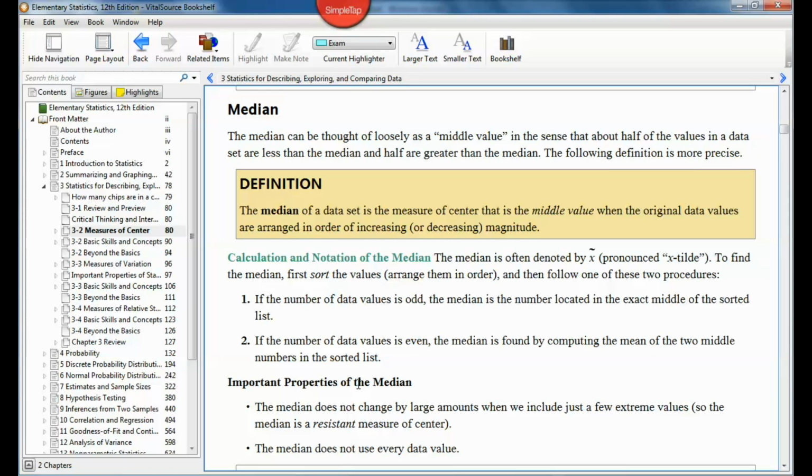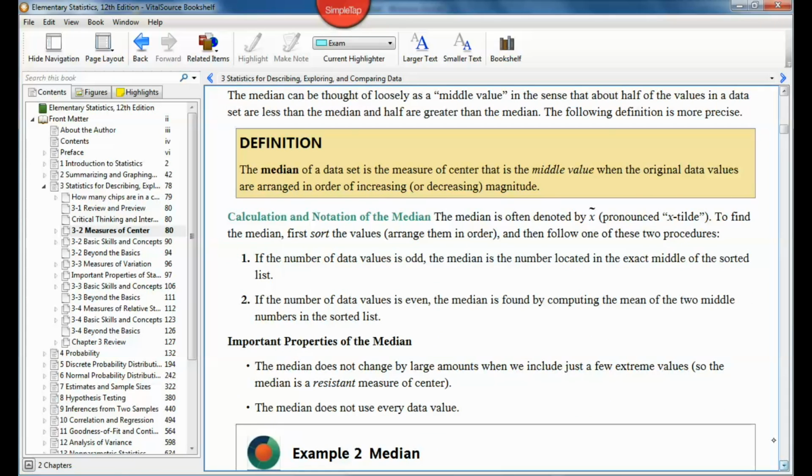Important properties of the median. The median does not change by large amounts when we include just a few extreme values. So what does that mean? You have 10 tests and you have them ordered from least to greatest. The median is not going to change just because you made a 20 on one of the tests and you made 90s on all the rest. The outliers do not change the median very much.